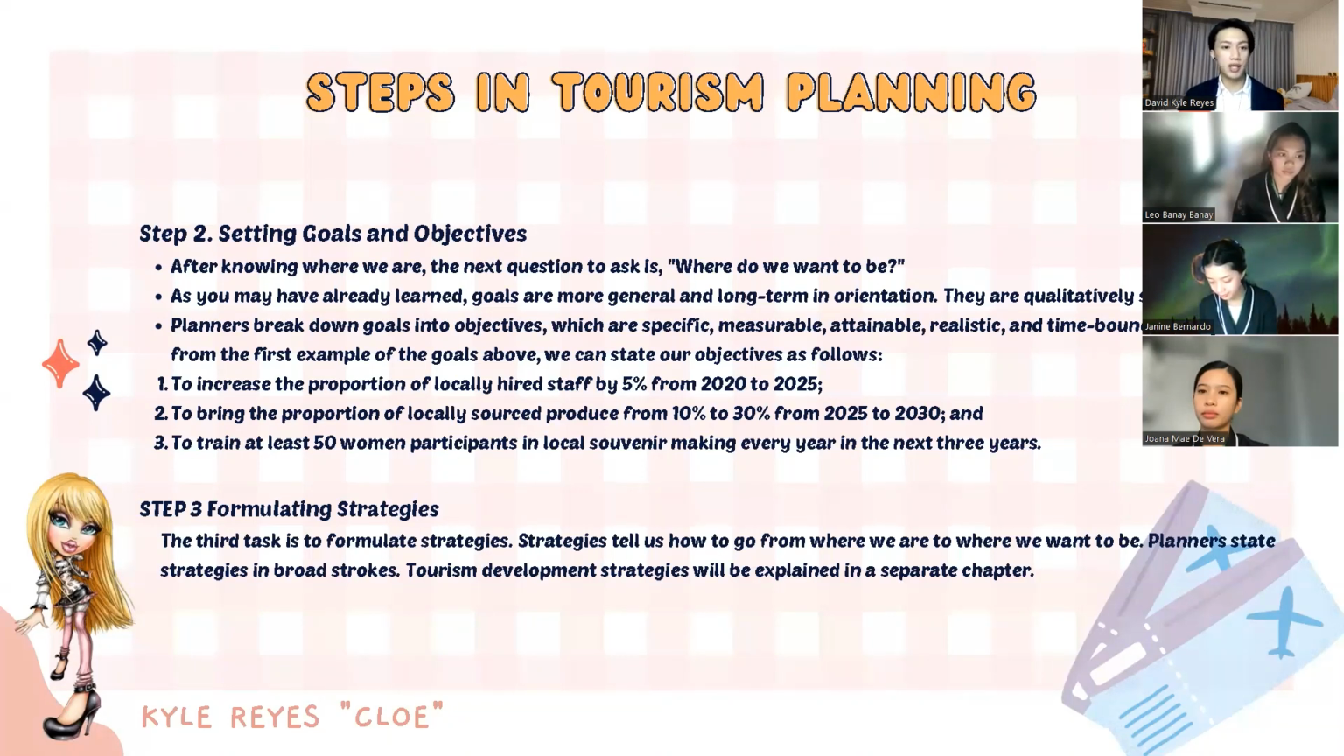So planners break down goals into objectives, which are specific, measurable, attainable, realistic, and time-bound. Taking off from the first example of the goals above, we can state our objectives as follows.